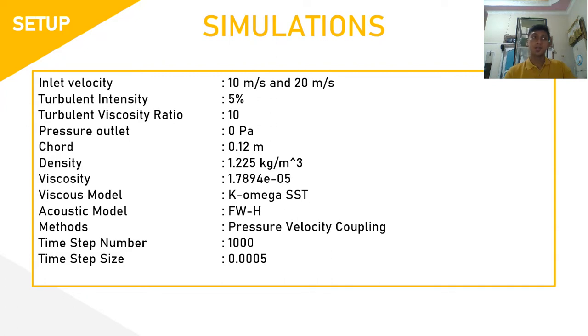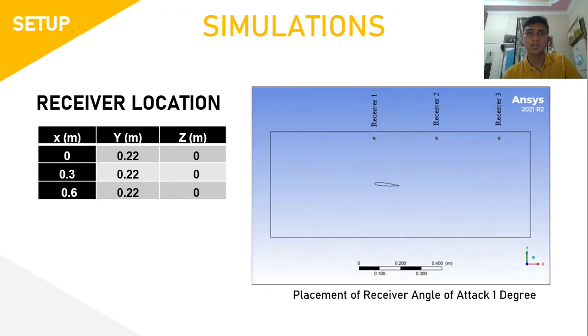The viscous model here I choose is URANS, unsteady Reynolds-averaged Navier-Stokes, especially k-omega SST, and the acoustic analogy is Ffowcs Williams-Hawkings. The method, which is the ANSYS Fluent default, is pressure-velocity coupling. The time step number is 1000, and the time step size I set to 0.0005.